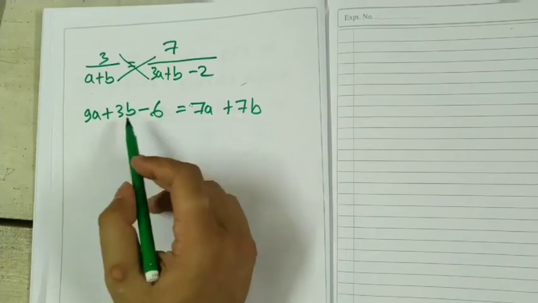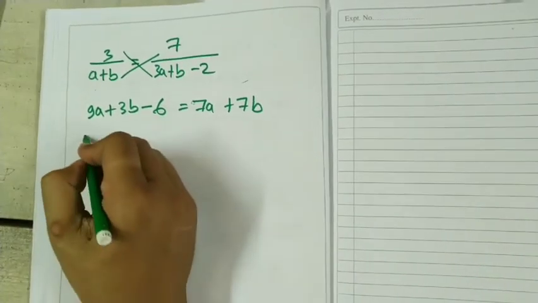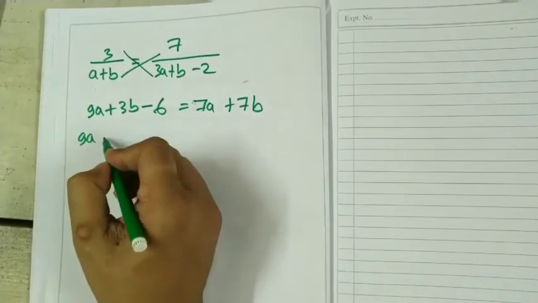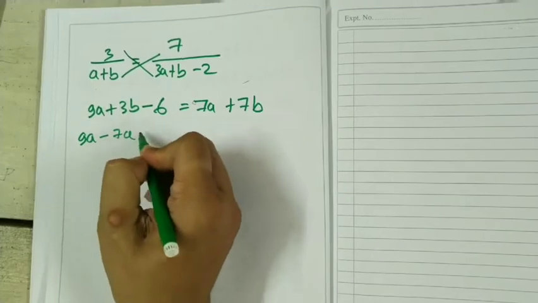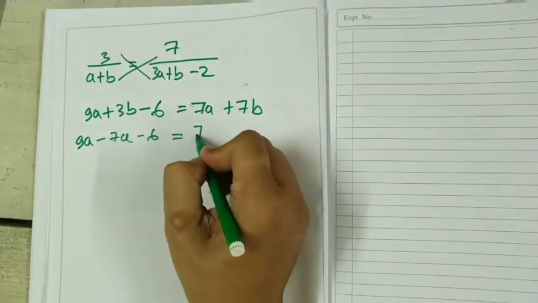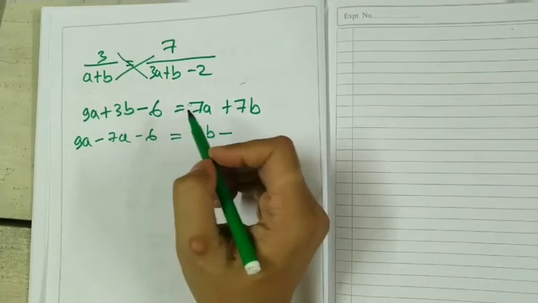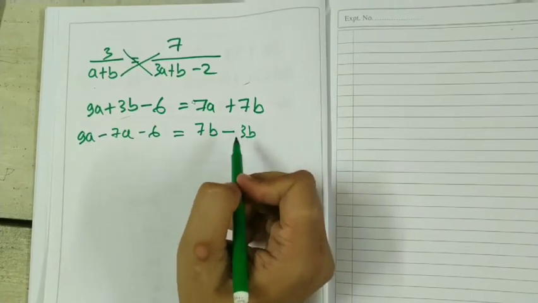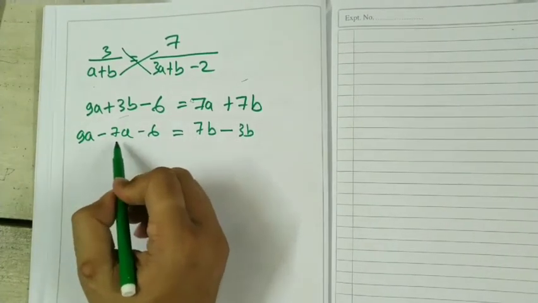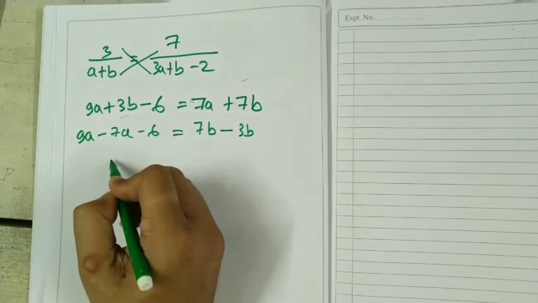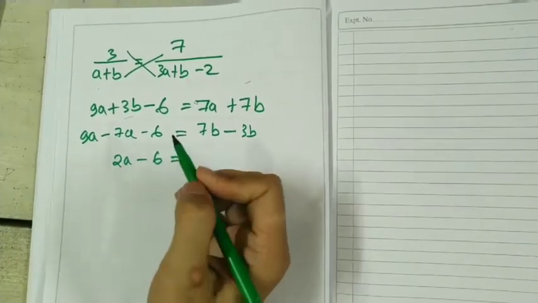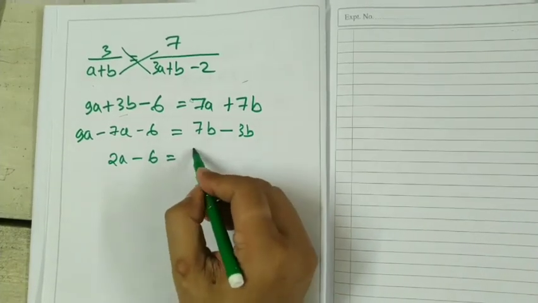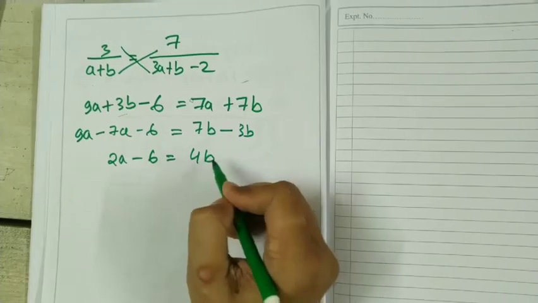Now we can take 7a to the left hand side and 3b to the right hand side. So in the next step we are going to get 9a minus 7a minus 6 is equal to 7b minus 3b. So this plus 3b will go to the right hand side, so it will become minus 3b. Here 9a minus 7a. In the next step we are going to get 2a minus 6 equal to 7b minus 3b. So 7 minus 3 is 4. So here we have got 4b.